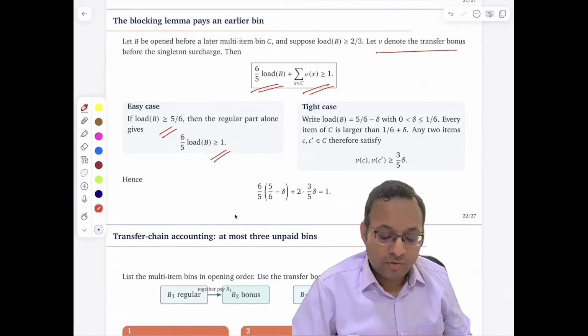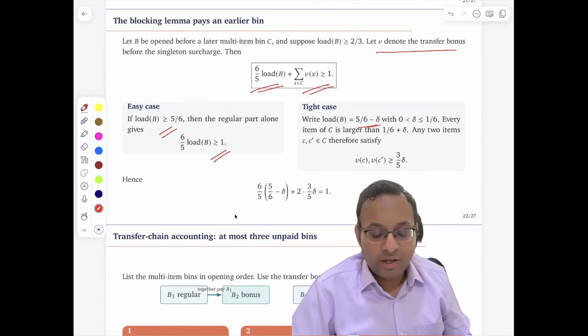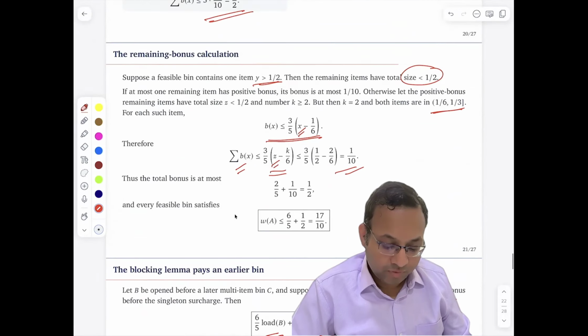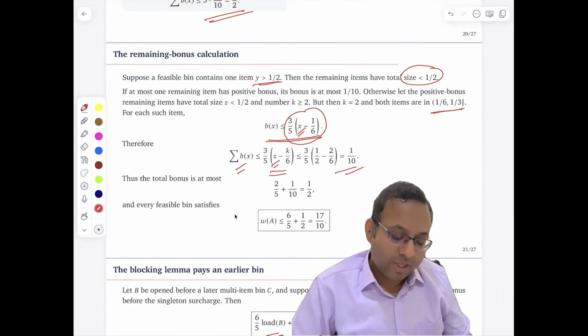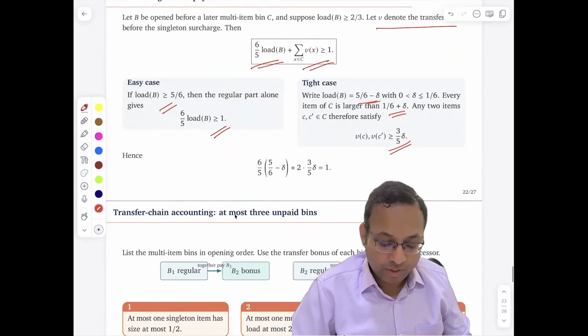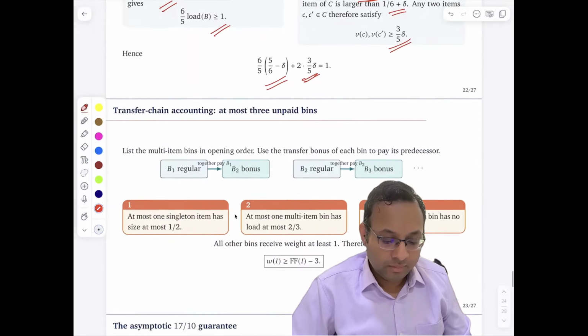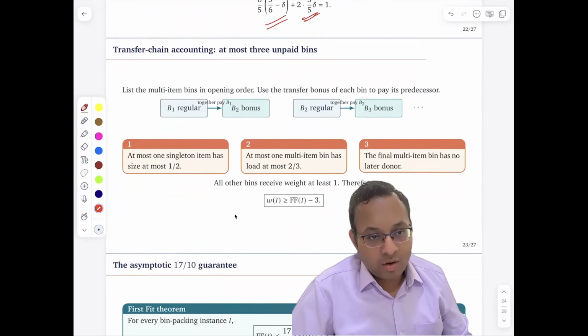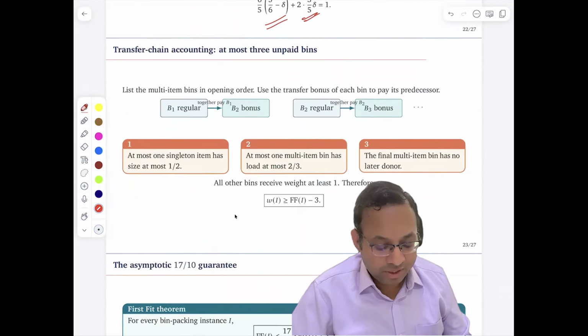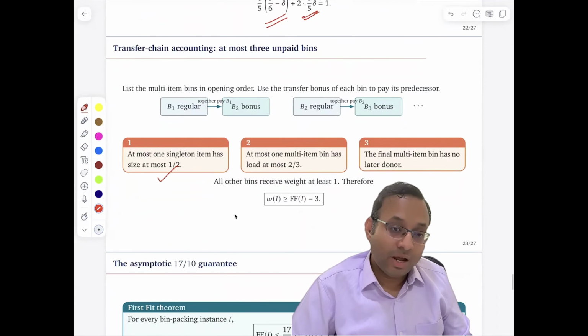Otherwise, if the load is 5/6 minus delta, a slightly smaller quantity, then every item in C is larger than 1/6 plus delta, and their charge is 3/5 delta. If we look at this function, if the size of x is 1/6 plus delta, then this is 3/5 delta. That's what we get. From two items, we get 6/5 delta, and this sums to 1. So all bins have at least weight 1, except 3 bins. Remember, there is one singleton bin which can have weight at most half.